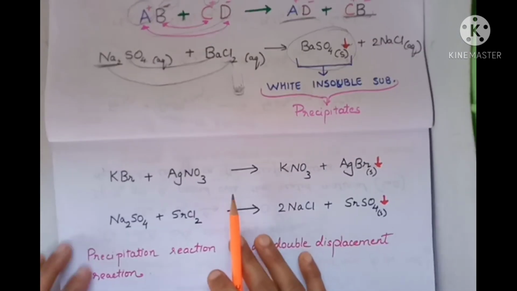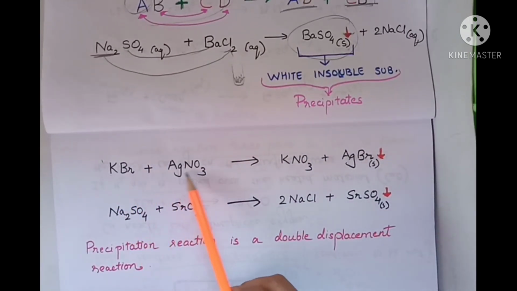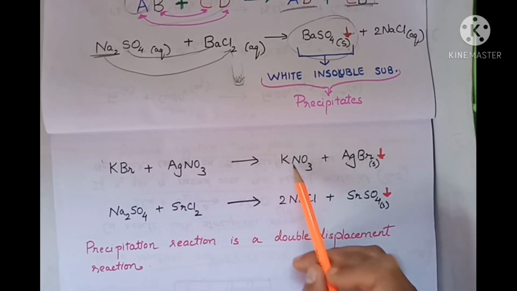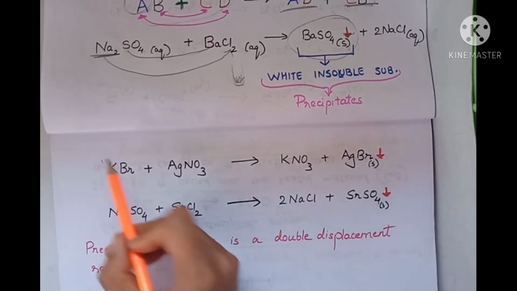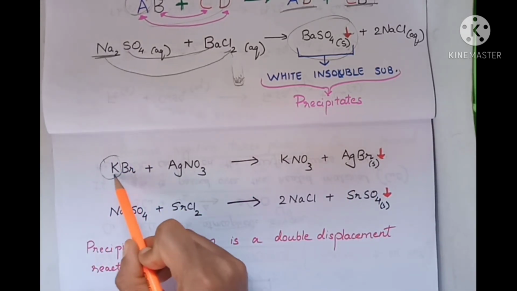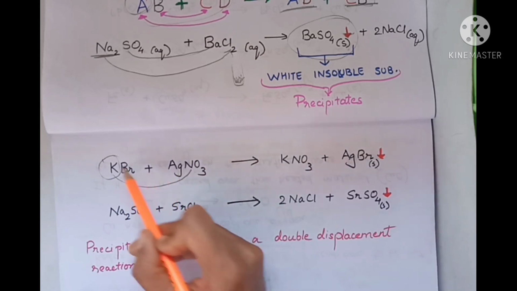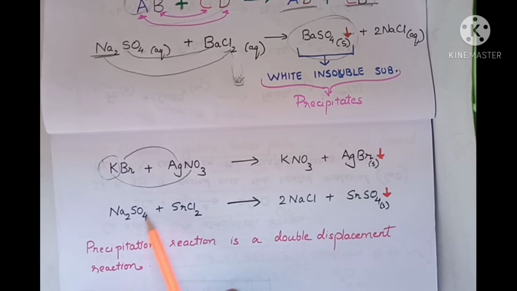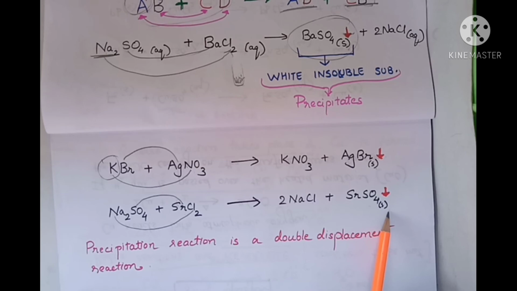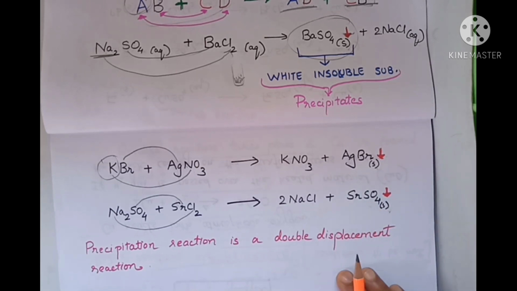Let's take another example. KBr reacts with AgNO3 silver nitrate to form KNO3 potassium nitrate and silver bromide. Okay, so this K and NO3 react together, Ag and Br react together. Sodium sulfate reacts with strontium chloride to give sodium chloride and strontium sulfate. Okay, so these are the precipitates. So precipitation reaction is a double displacement reaction.